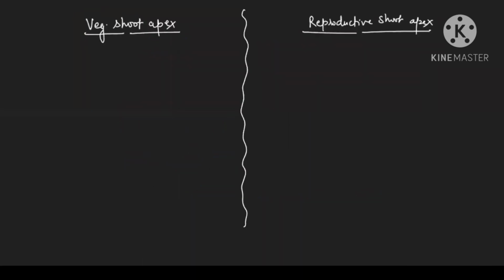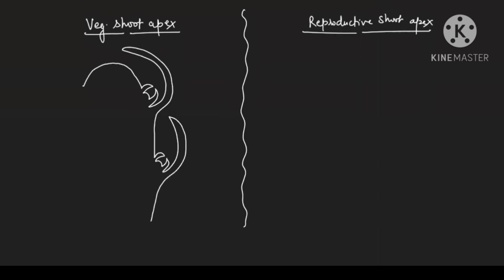Now see beta, what is the difference between the vegetative shoot apex and the reproductive shoot apex? How are the leaf primordia and all things organized? See here, this is your vegetative shoot apex. Right now I'm drawing it. This is axillary bud and this is leaf primordia. Again I'm drawing axillary bud and again leaf primordia. This side also.